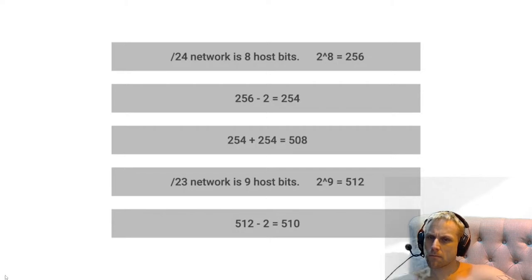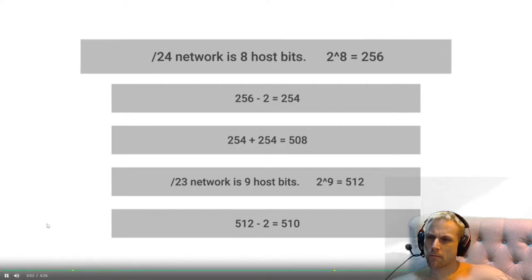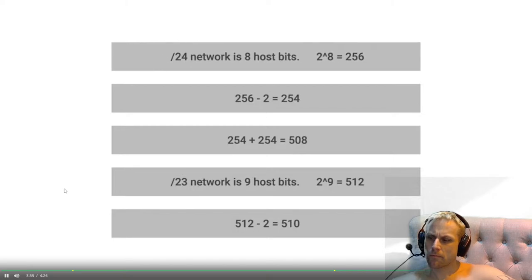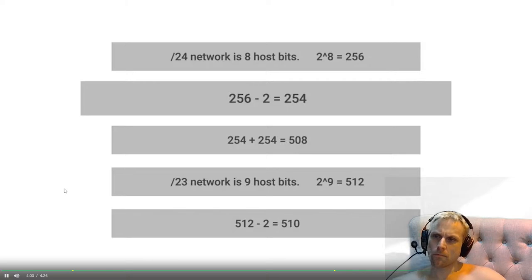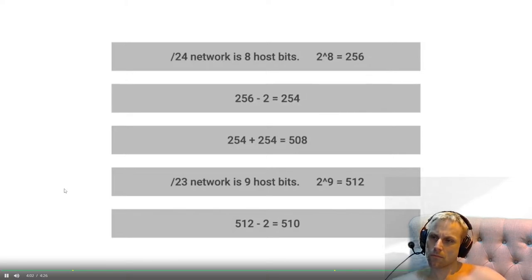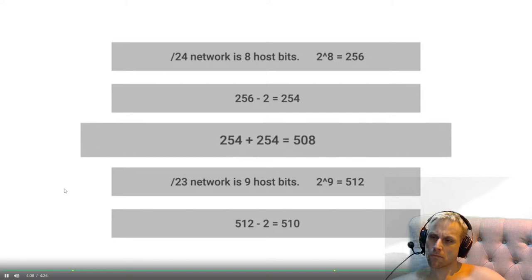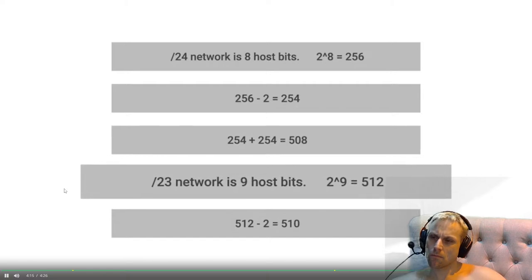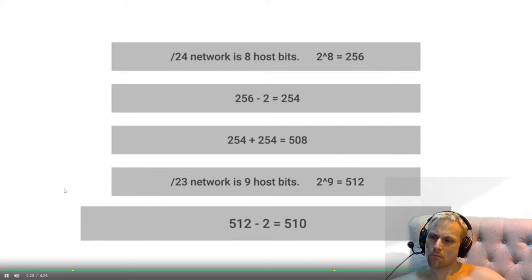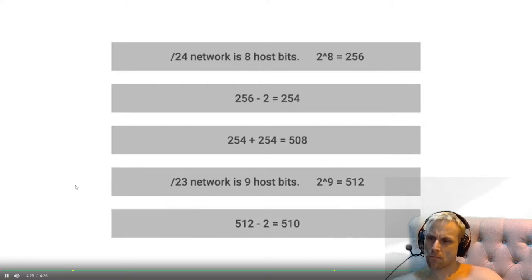You always lose two host IDs per network. So if a /24 network has 2^8 or 256 potential hosts, you really only have 256 minus 2, or 254 available IPs to assign. If you need two networks of this size, you have a total of 254 plus 254, or 508 hosts. A single /23 network, on the other hand, is 2 to the 9, or 512. 512 minus 2, 510 hosts. Take a second and lock that into your memory.